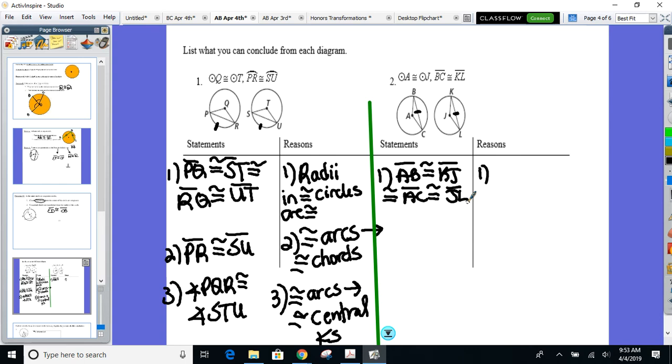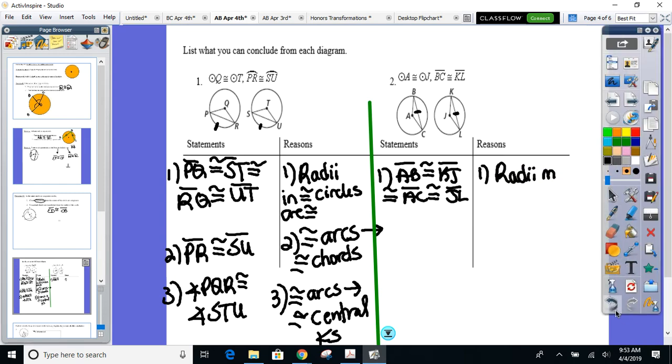Square root of 2, everybody, if you're wondering. I have no idea how that happened, but we'll go with it. And that's because radii in congruent circles are congruent.